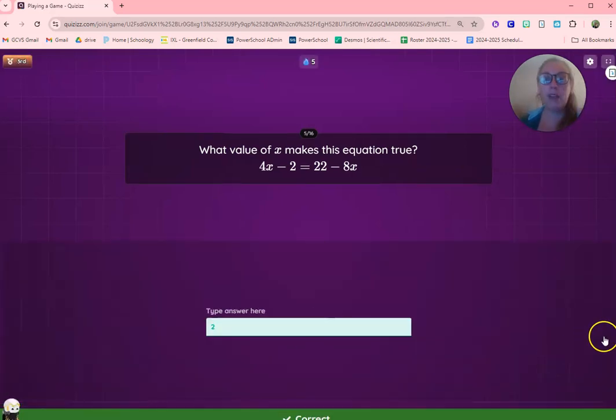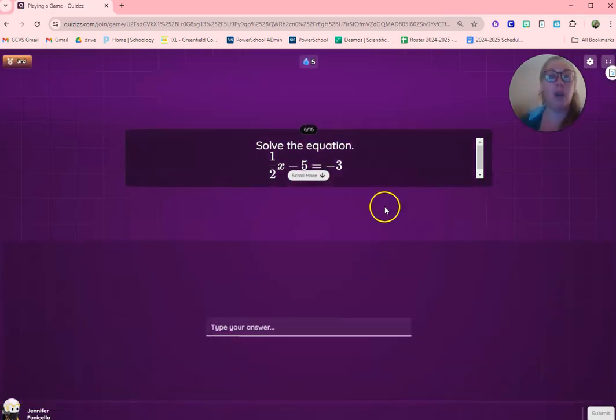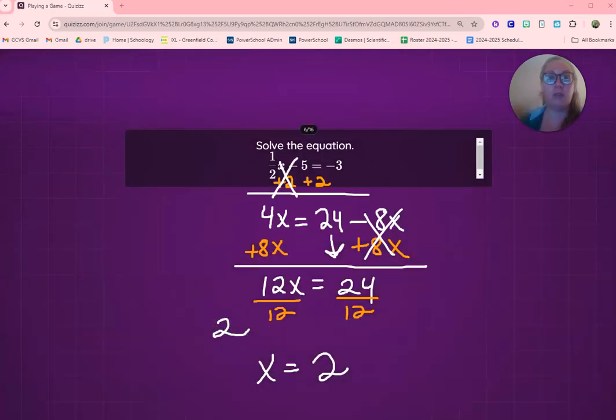Remember, if you need to pause the video at any point or rewind, you always have that opportunity, so please use those tools.